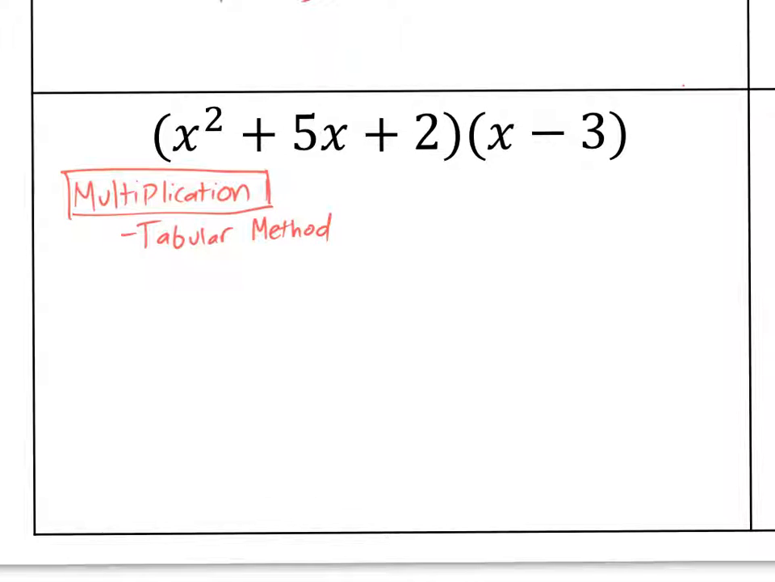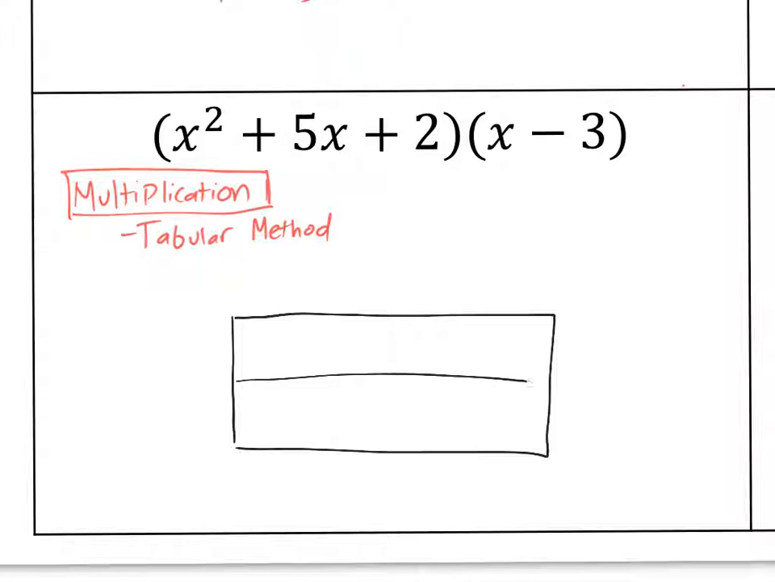So I have 3 terms in the first polynomial, and then I have 2 terms in the next. So I need 3 by 2, so I'm going to go ahead and draw that. I like to do it this way, but you could have done it the opposite way if you did. That's fine. So my things that I'm multiplying go on the outside. So my x squared, my 5x, and my 2, and then x minus 3.